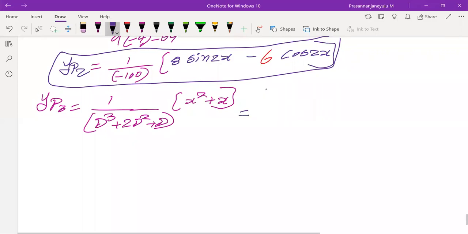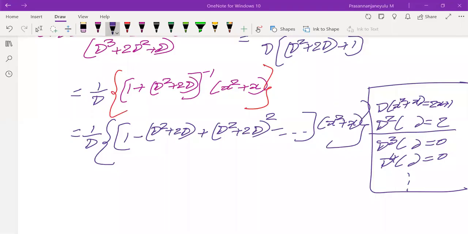Any response? If we expand (1 plus x) whole power minus 1, there are an infinite number of terms. For that, up to which power of x we have to continue? For that, I'm going to do the rough work. Differentiation of x square plus x is 2x plus 1. The second derivative is 2, and the third derivative is 0. The fourth derivative is also 0. Continuing on, the higher order derivatives will be equal to 0.